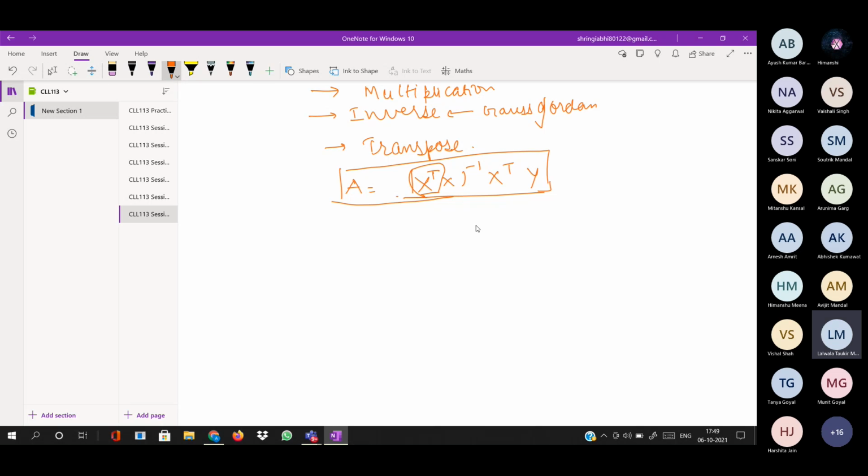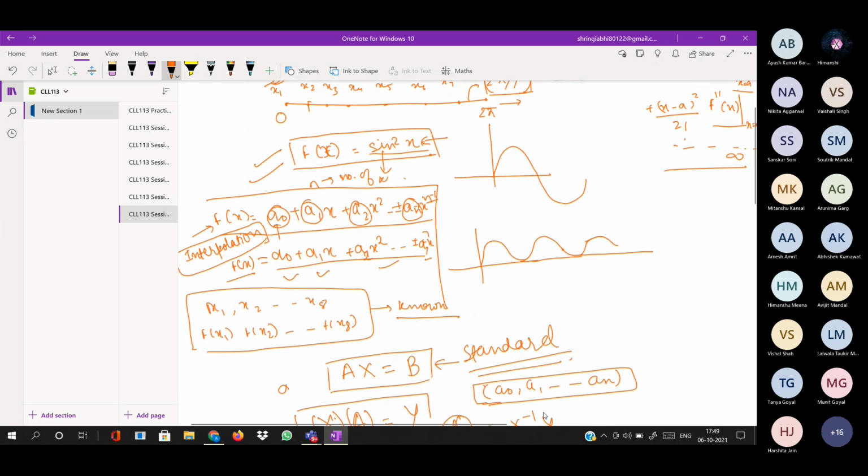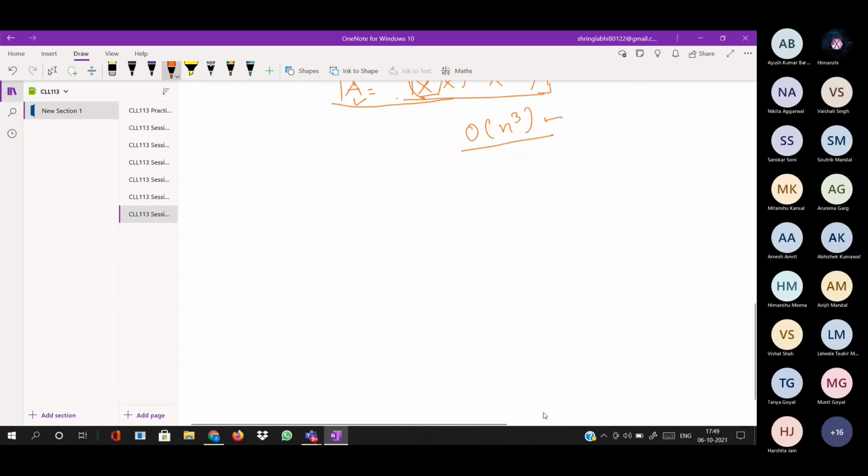Sir, inverse. Yeah, inverse. Inverse is calculated in n cube, right? So this is the most time taking part in this. So definitely this can't be the efficient solution, right? When O(n cube) is your time complexity of calculating the coefficients of the interpolating polynomial, we need to think about other methods to do this. Now, what are those other methods?